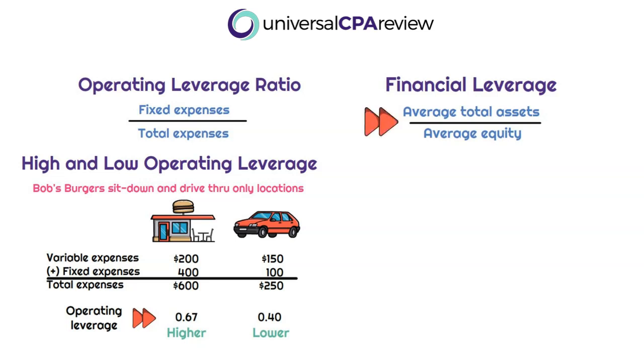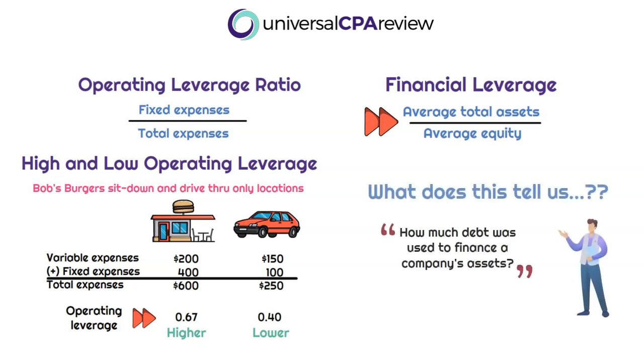The other type of leverage is financial leverage. The formula here is average total assets divided by average equity, and it basically tells us how much debt a company is using to finance its assets. So the higher this ratio, the higher the amount of debt being used to finance assets. Now, there is no one good or bad ratio here. It just is a balance and something that we need to understand.